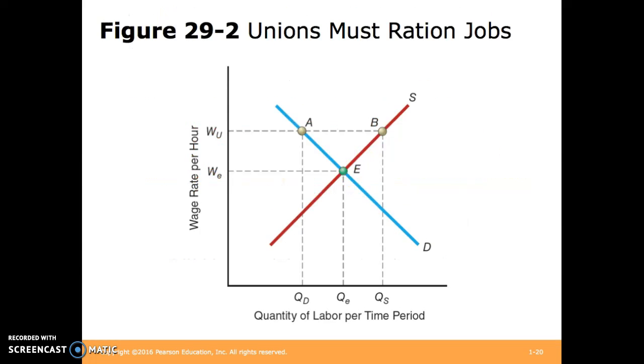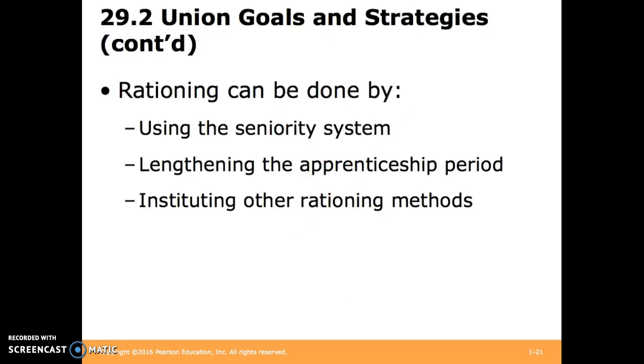In this graph, we can see that while the equilibrium wage rate, where the quantity demanded and the quantity supplied are exactly equal, is here, if the union wage rate is above this, then we have quantity demanded at this point and a quantity supplied at this point, and so we have a surplus of workers at the union wage rate. To ration, unions often use the seniority system, or lengthen the apprenticeship period, or institute other rationing methods.